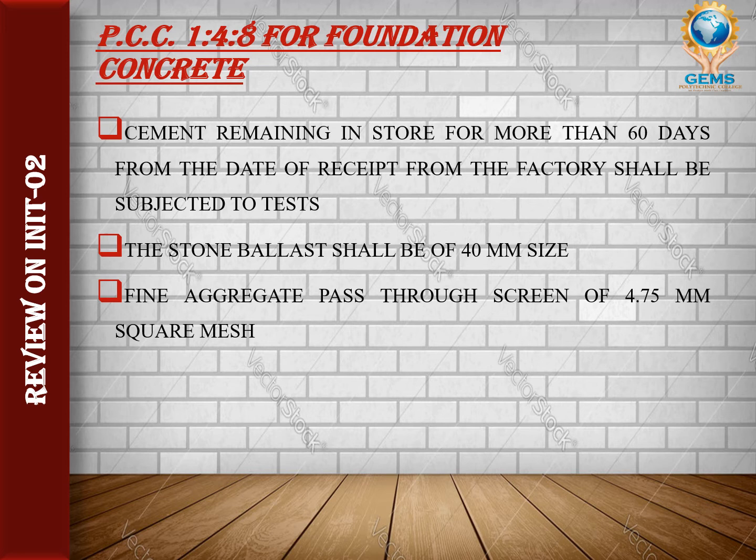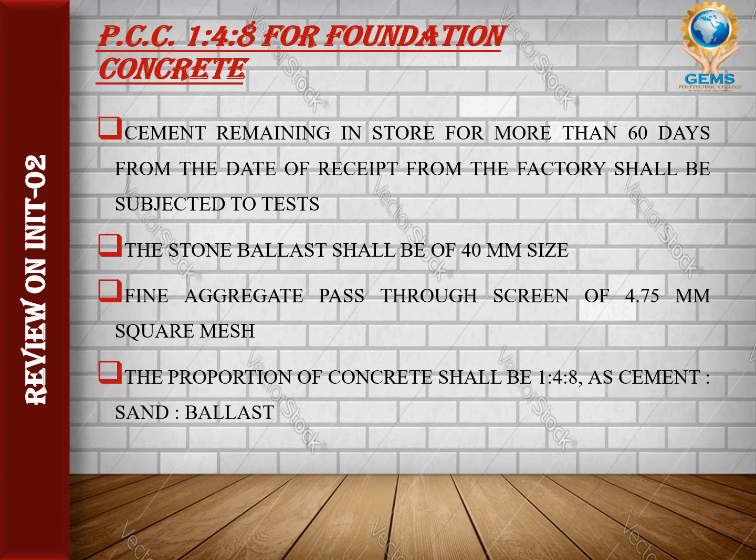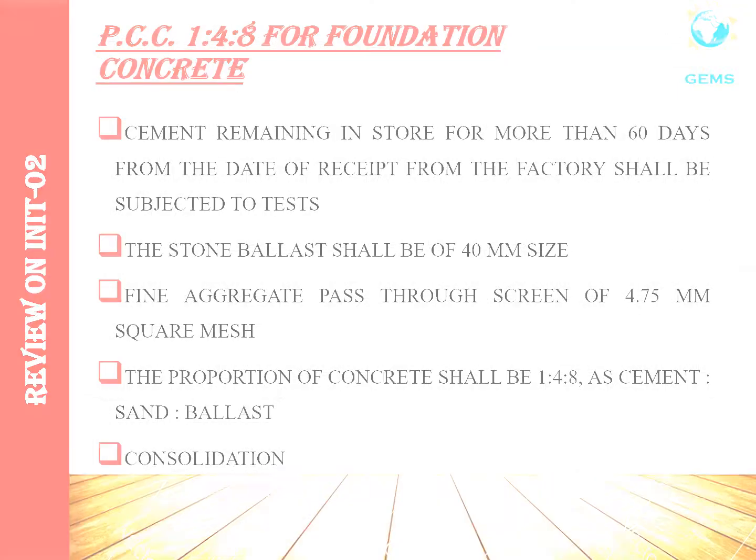For PCC we are going to use cement, coarse aggregate and fine aggregate, and I have mentioned those specifications here. Stone will be of 40 mm size. The fine aggregate will pass through a 4.75 mm square mesh. The proportion I have told, 1:4:8, that is cement, sand and ballast. Then consolidation means we need to compact in the foundation trench. For that we need to dig a hole and do a water hole test, to check whether the consolidation has been done correctly or not. So this is about PCC.